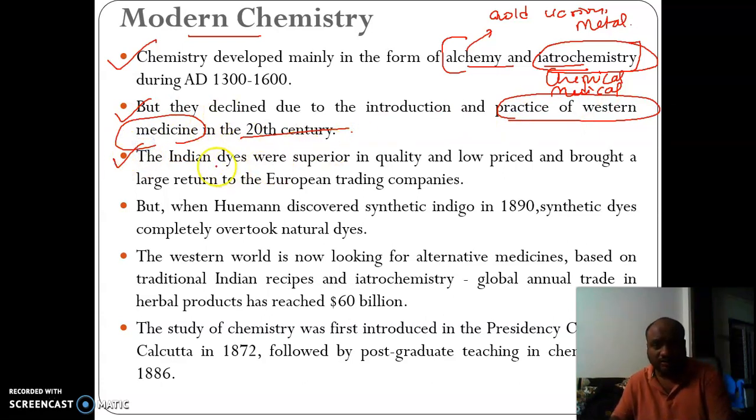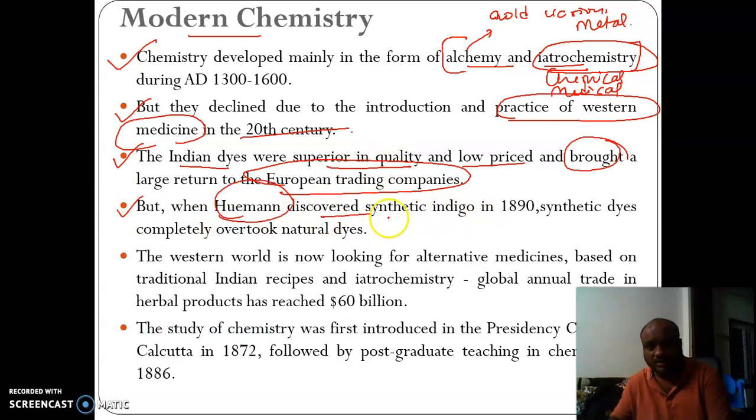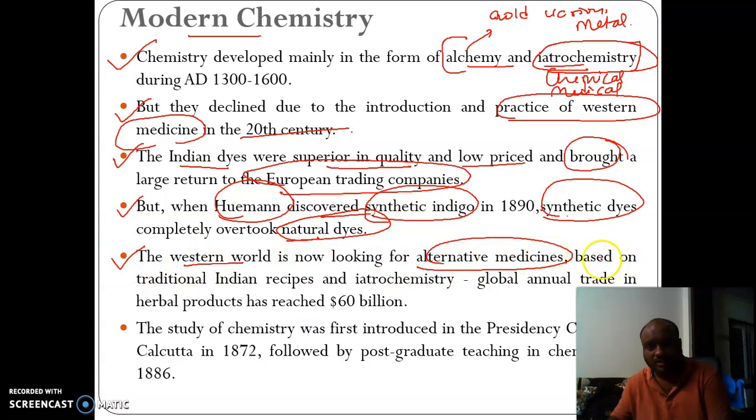In ancient times, Indian dyes were of superior quality and low priced, and they brought large returns to European trading companies. But when the scientist Baeyer discovered synthetic indigo, synthetic dyes were introduced and overtook natural dyes. Now again, the Western world is looking for alternative medicine based on traditional Indian recipes and iatrochemistry. The global annual trade in herbal products has reached $60 billion.